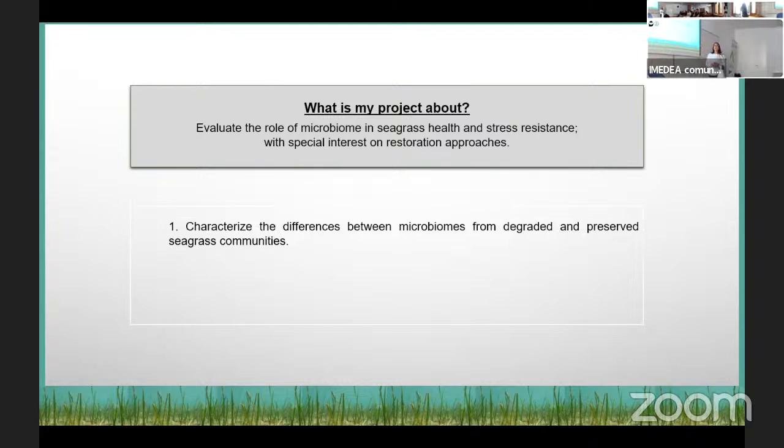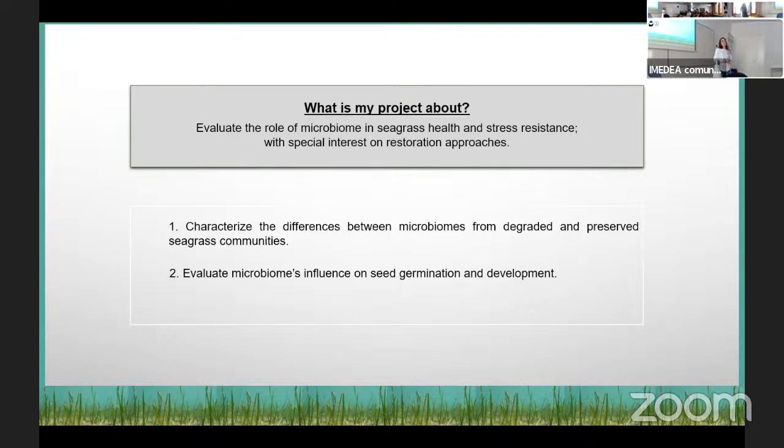The first one is to characterize the differences between microbiomes from seagrass communities with different conservation states, just to evaluate their role in limiting the natural recovery. Then we have the second one, which is to evaluate the influence that these microbes have in seed germination and seedling development. And the last one is to explore the use of these microbial communities in assisted evolution approaches.